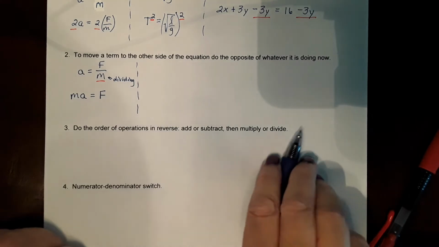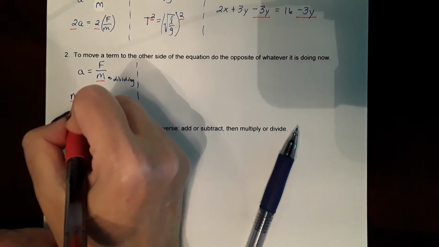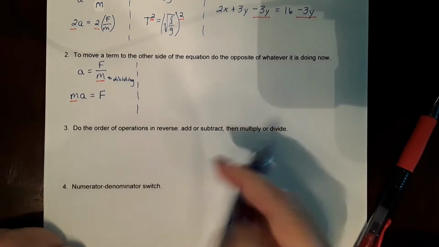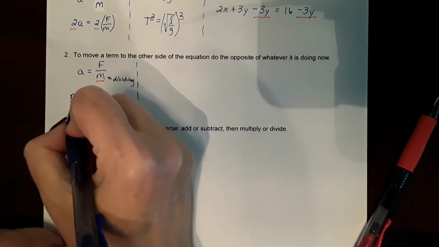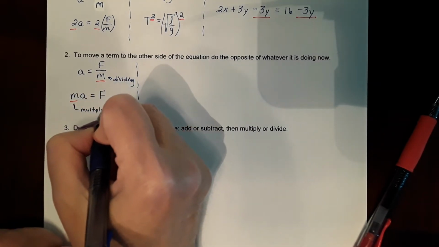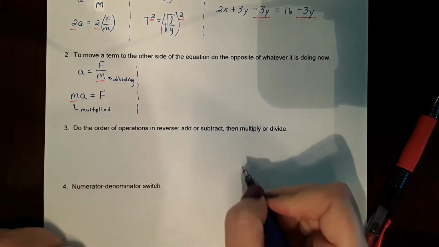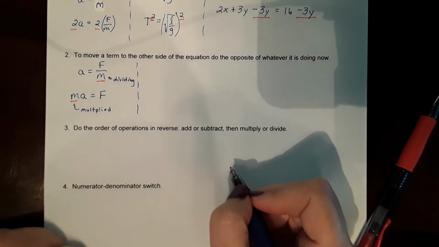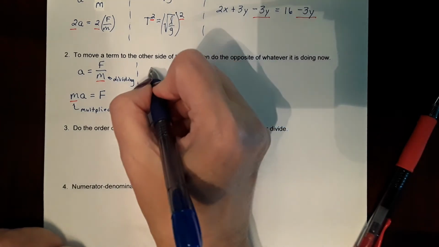And there you go. You've multiplied it over. And now it's on that side. All right? So we divided on this side. We multiplied on this side. Okay? And that gets it over. Another example.